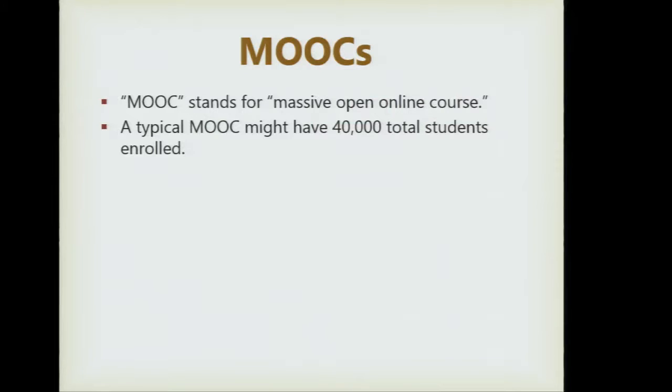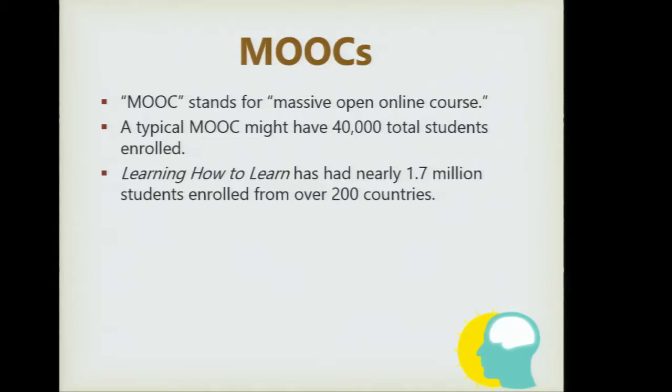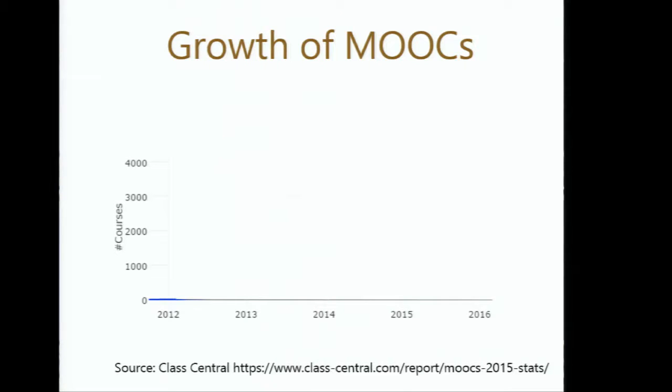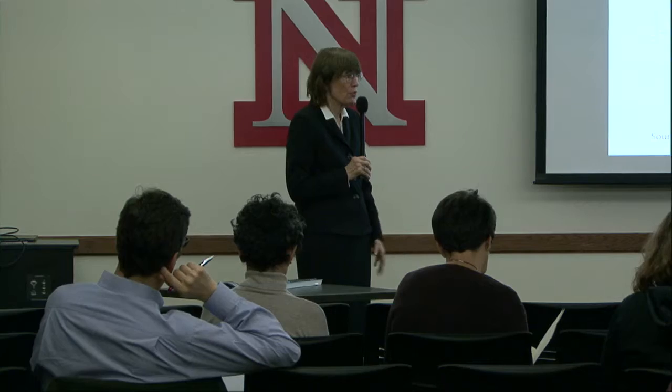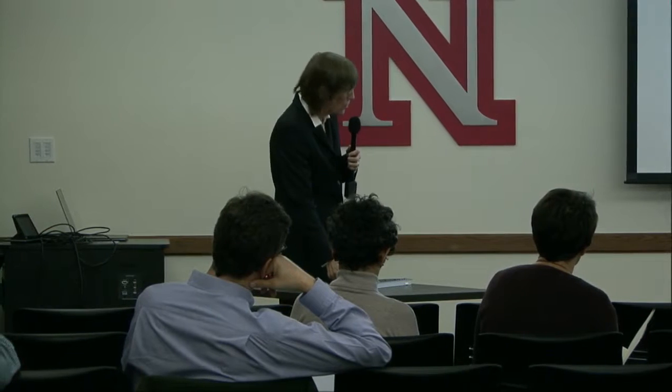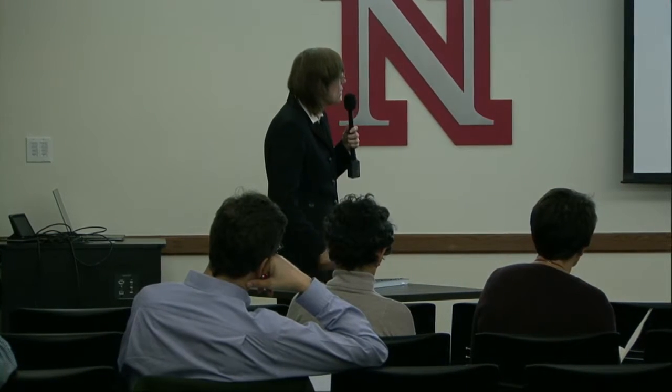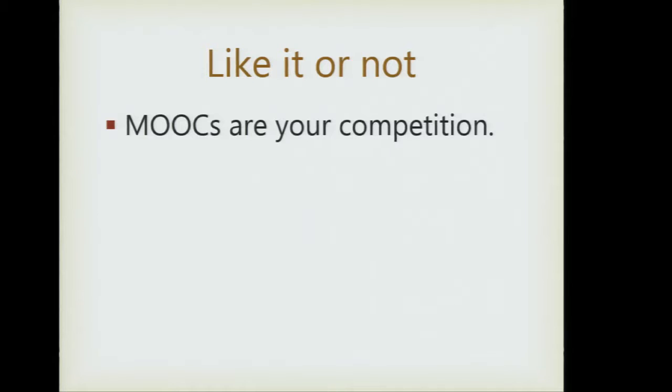And MOOCs might have something like 40,000 students, and it depends on how big it is. If it's a small course on a specialty topic, it might have 2,000, or it could be something much bigger. In fact, Learning How to Learn has 1.7 million. And with the growth of MOOCs, there are now about 4,000 of them worldwide. Many of them are from top universities, Princeton, Harvard, and so forth. And so you might say, well, why on earth are you bringing up MOOCs in active learning? And it's because whether you like it or not, MOOCs are your competition.